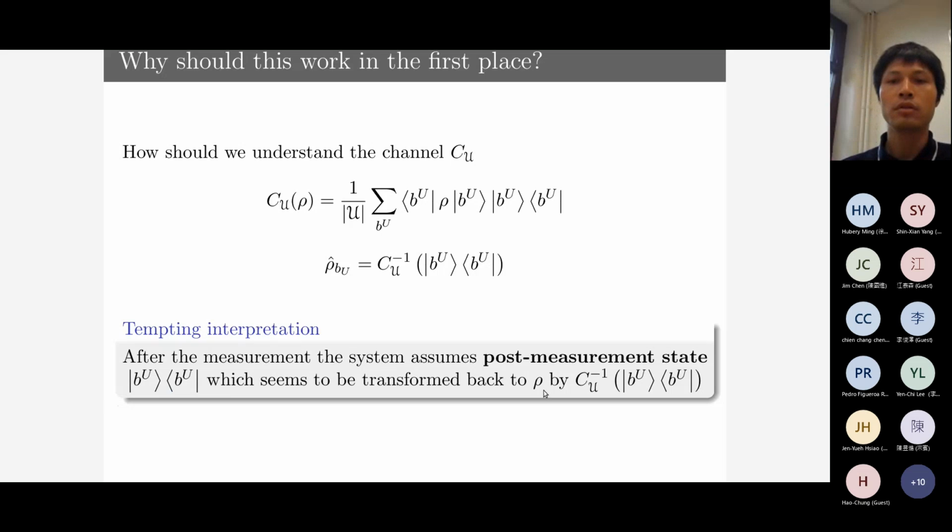What I'm going to argue now is that this tempting interpretation is maybe not so natural. There's maybe another, more natural way to look at it.